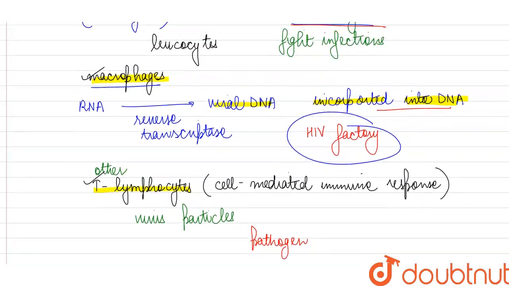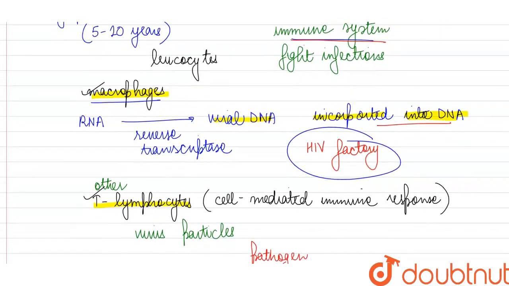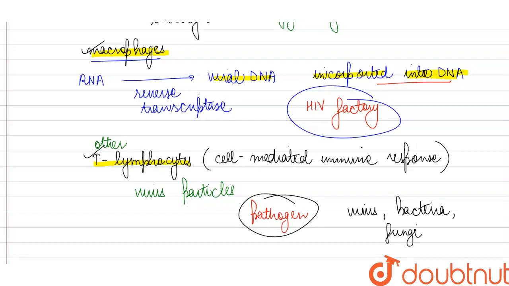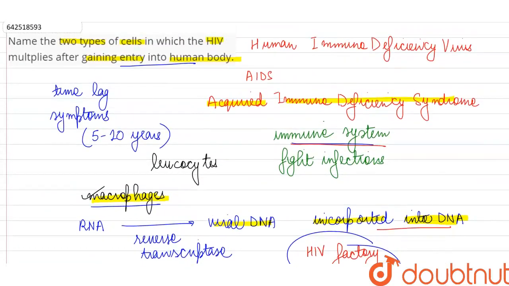But now, since the person has become immunodeficient because of the attack of HIV virus, all of these pathogens which we are encountering are more likely to create disease. So whether it is another virus, a bacteria, or a fungi, they will affect the person more easily. And this is why AIDS is such a deadly and incurable disease.